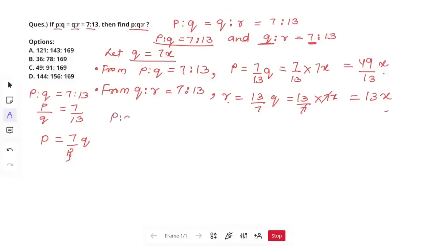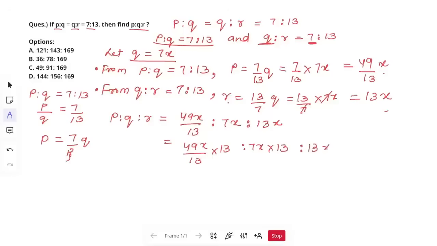Now let us substitute all these values. So P is to Q is to R, we can write 49x by 13. This is the P value which we have got. Next value is Q, which is 7x, which we have assumed, and the R value that we have got is 13x. Now we will multiply all three values by 13 to simplify further. So 7x into 13 and 13x into 13. Here this will get cancelled out, this will be 49x, then 13 into 7x will be 91x, and then 13 into 13x will be 169x.